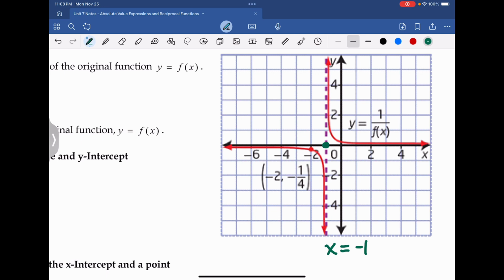Now, if this is our vertical asymptote, x equals 1, then what we want to do is use the point that they gave us to generate another one of these points. If they said that on the reciprocal graph it's -2 and -1/4, well, the x value will stay the same, but on the original, not the reciprocal, it's going to be -4.